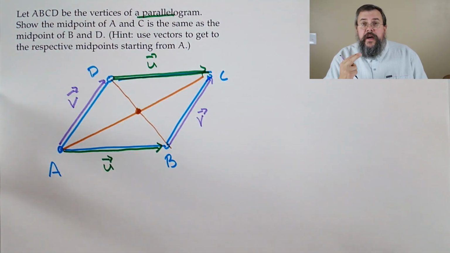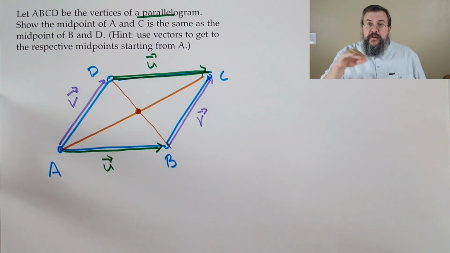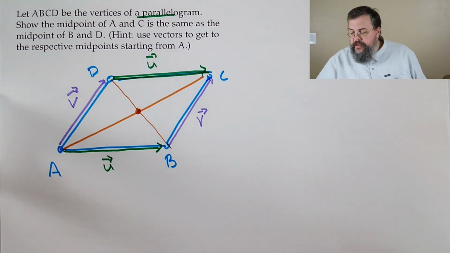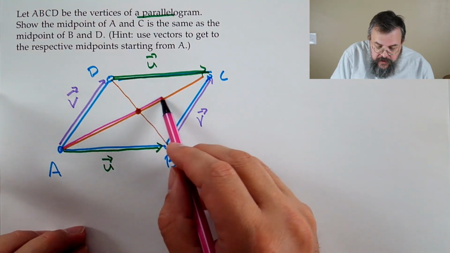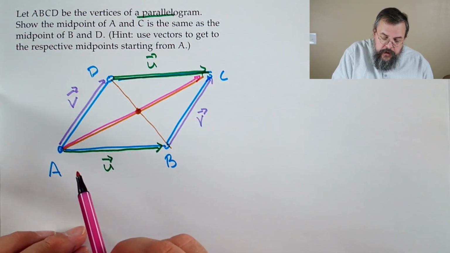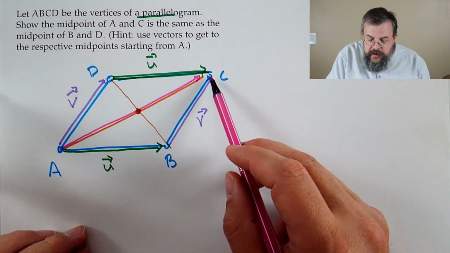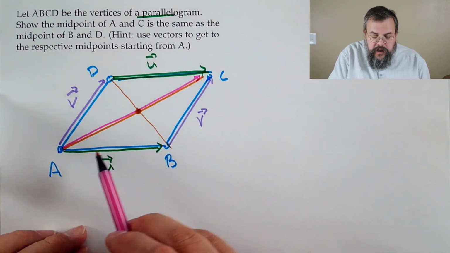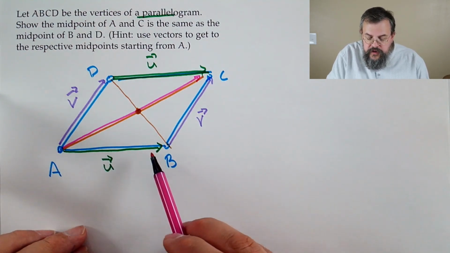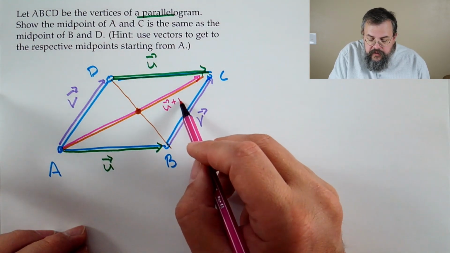Now there's two more vectors to mark. And so what are they? Well, they're the ones that correspond to the diagonal. So let's talk about this vector here. I start at A, I want to end at C. Well, I can move along the sides which have already been labeled as vectors, U first and then V. So this is U plus V.